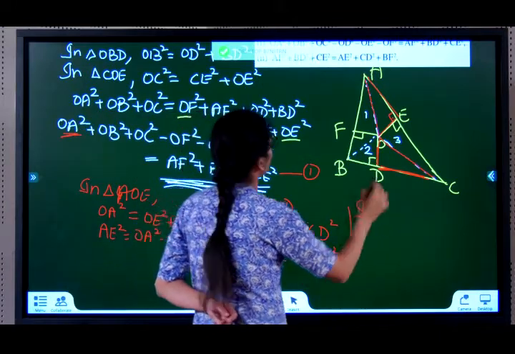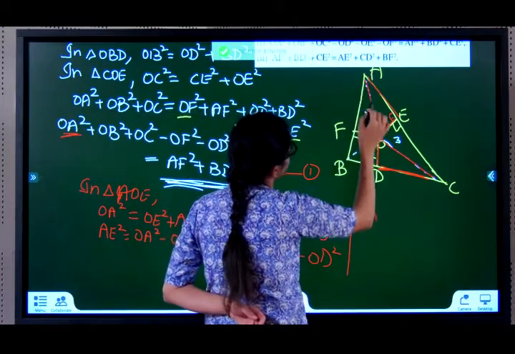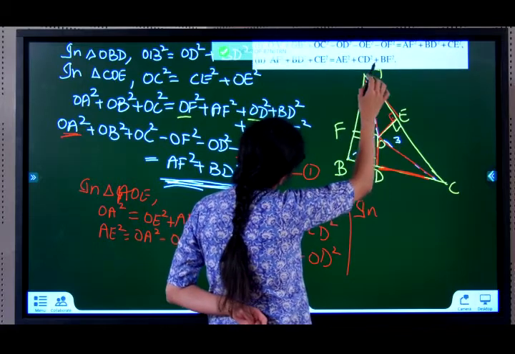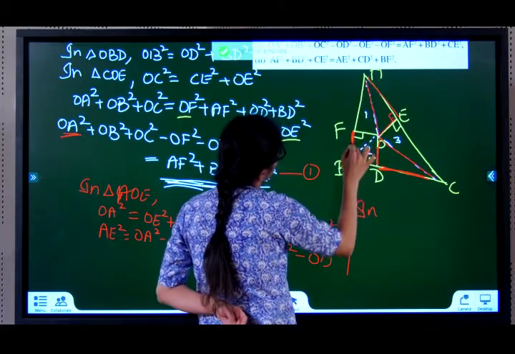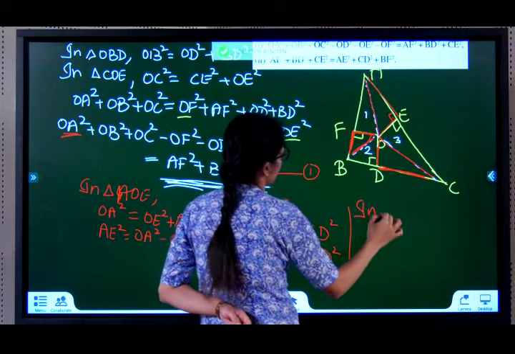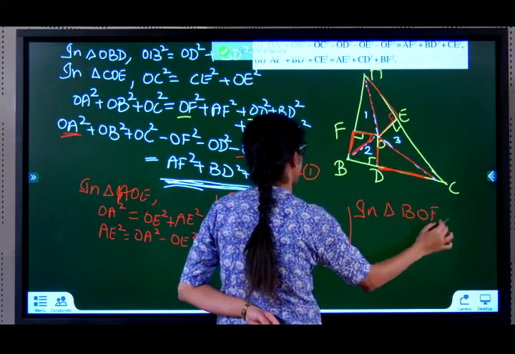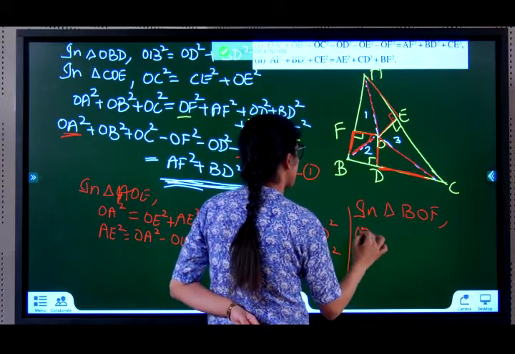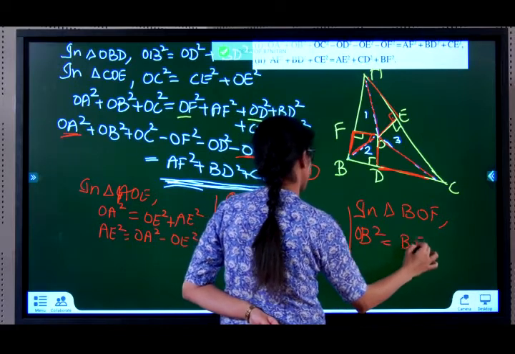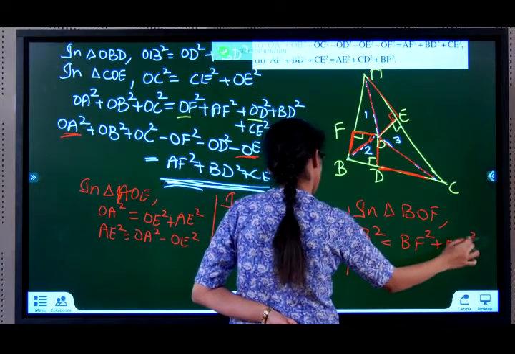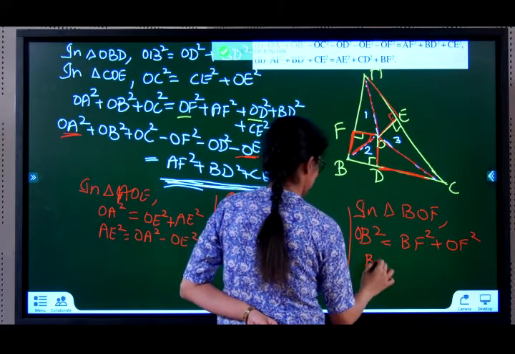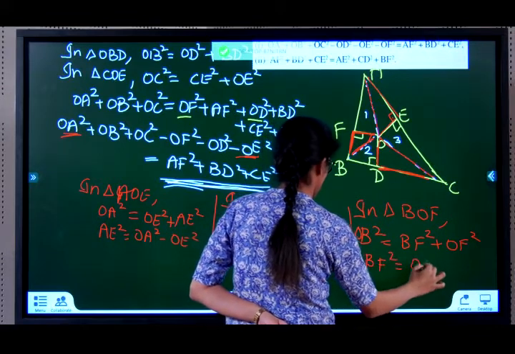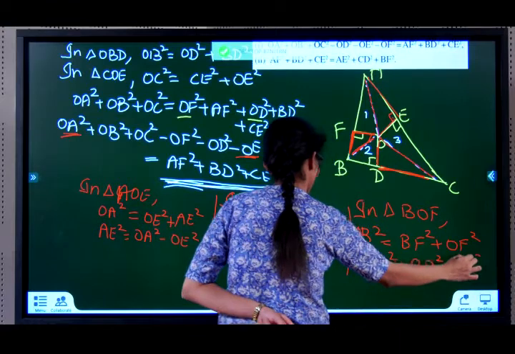Next, who's the other one that they need? BF. Is it BF? Yes, this triangle. In triangle BOF, OB square is equal to BF square plus OF square. BF square is equal to OB square minus OF square.